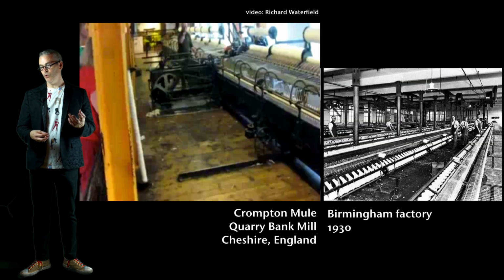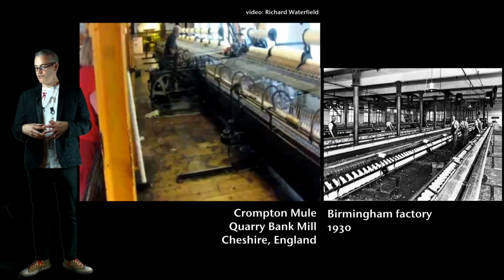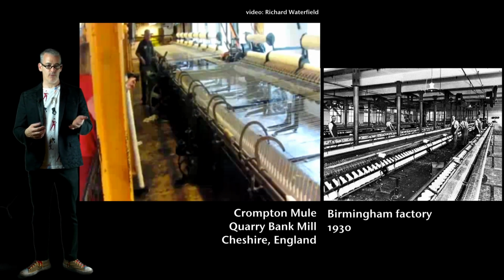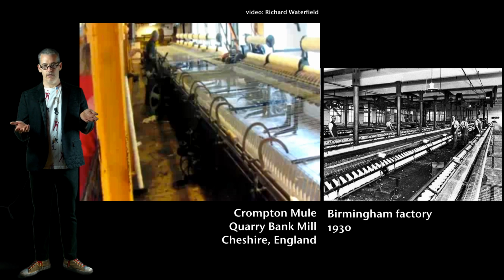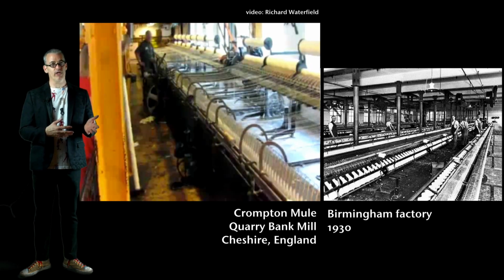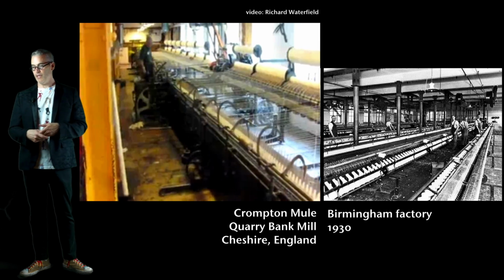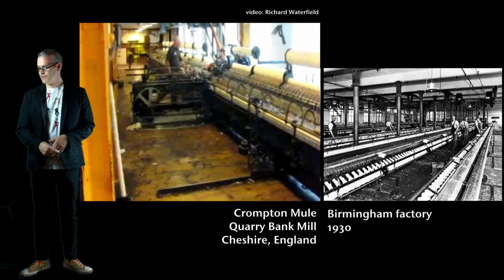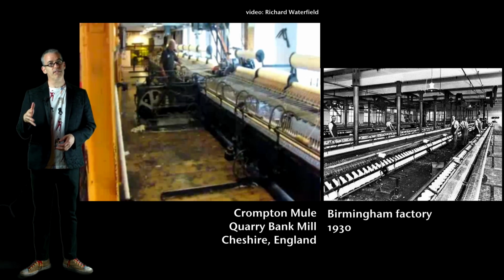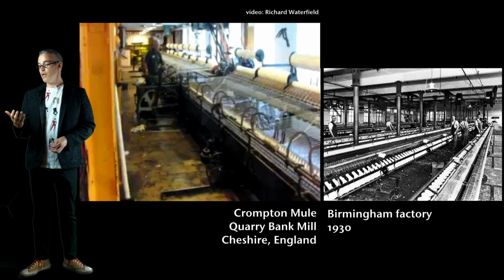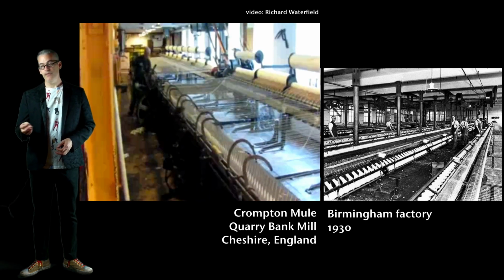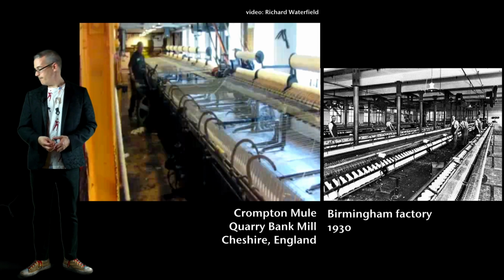This is called a mule because it's a hybrid of two things. This is an industrial mashup based on a natural mashup where you take a horse and a donkey and make a mule. A mule is half horse, half donkey, and mules can't procreate. So you always need a horse and a donkey to make a mule. Why am I telling you this? I can't stop myself. This is a view on the left of an actual Crompton mule from the time still in operation. And on the right, 100 years later, a Birmingham factory that made thread the same way. This is how we made thread for a very long time.